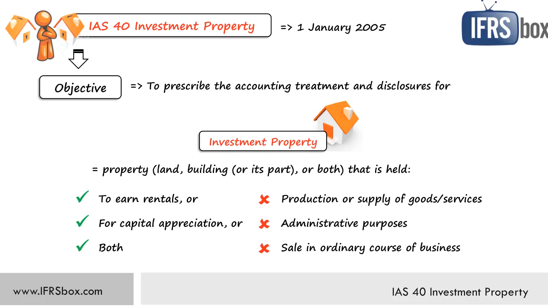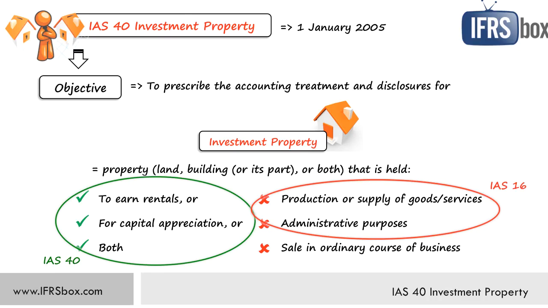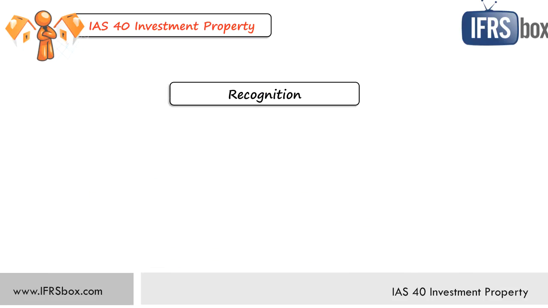So here you need to focus on the purpose. Why are you holding a building or land? How are you monetizing it? How do you make money from it? If it's the first three, then use IAS 40. If it's for production or admin purposes, use IAS 16, and in the last instance, use IAS 2 in most cases.